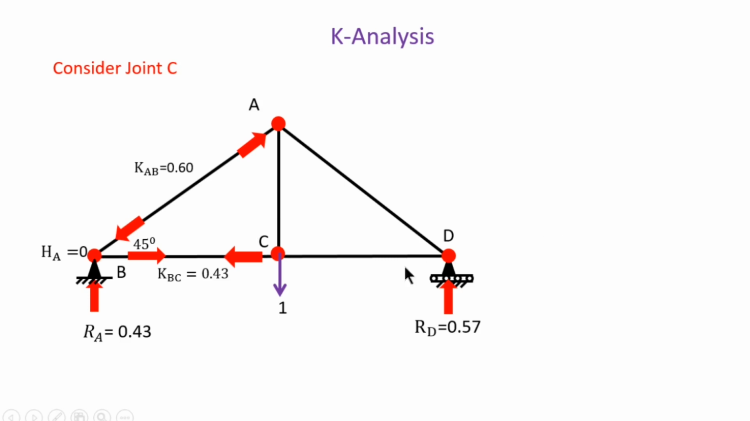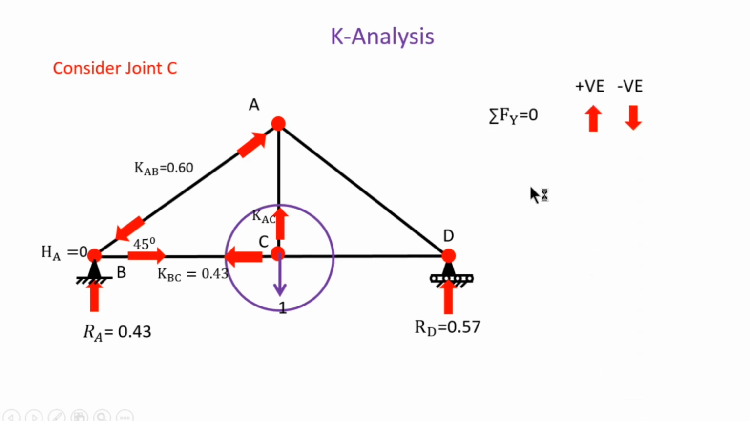Then we go for joint C. Considering joint C, the member force is KAC. Now assume the direction of KAC is away from the joint. Then here we apply the sigma Fy condition: upward positive and downward negative. So KAC is upward, so that is positive, and the one unit force is downward, so that is negative. So we can say that KAC is equal to 1.